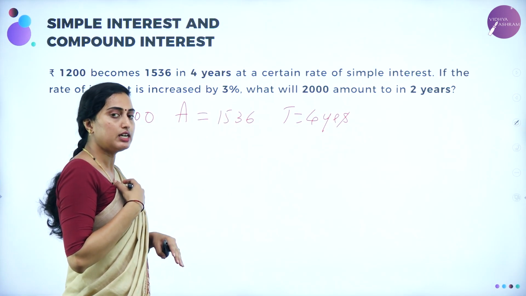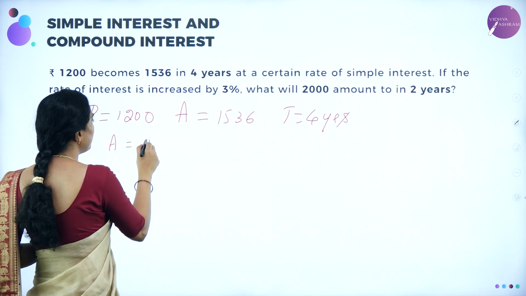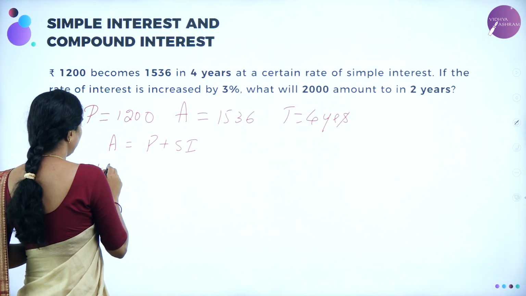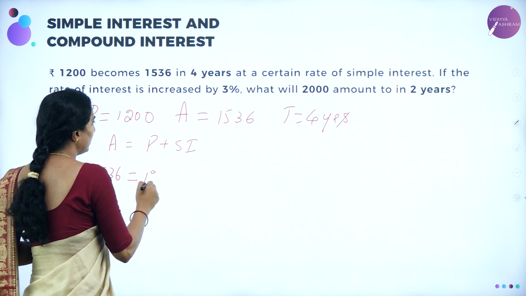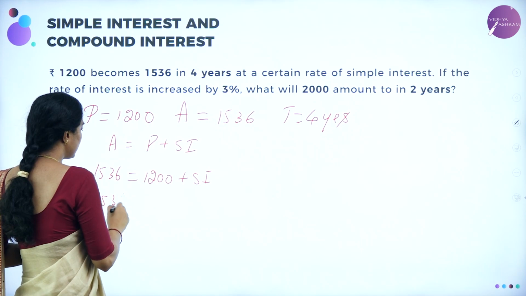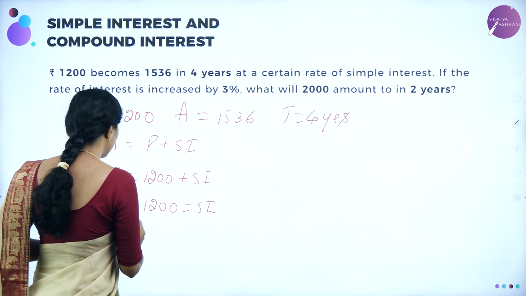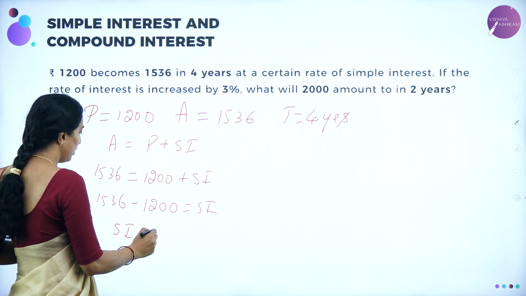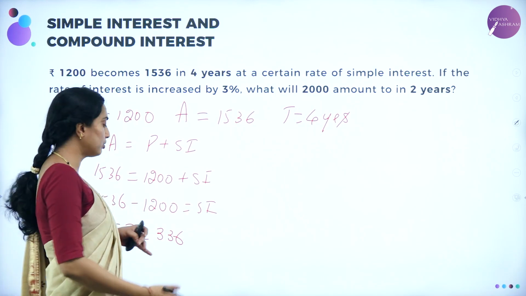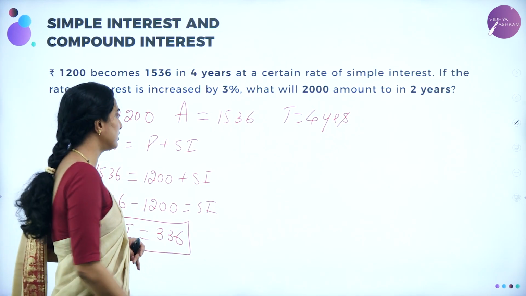First, let us find out the simple interest. You know that A will be equal to P plus SI. Correct? Now, A they have given as 1,536 is equal to P, which is 1,200, plus SI. Now 1,536 minus 1,200 is equal to SI. If you subtract this, you are going to get SI equal to 336, correct? Because 1,536 minus 1,200 is 336. This is SI. Now, using this SI, let me calculate the rate of interest. What is the rate of interest?